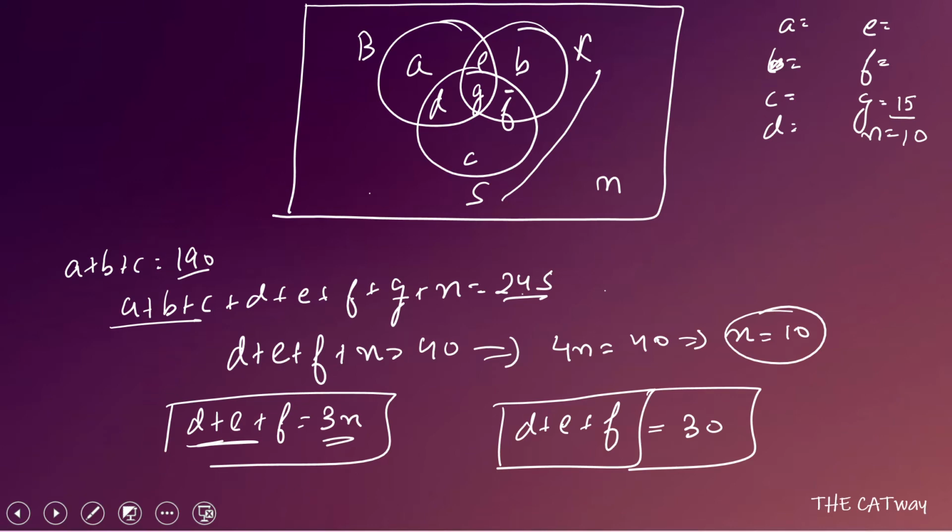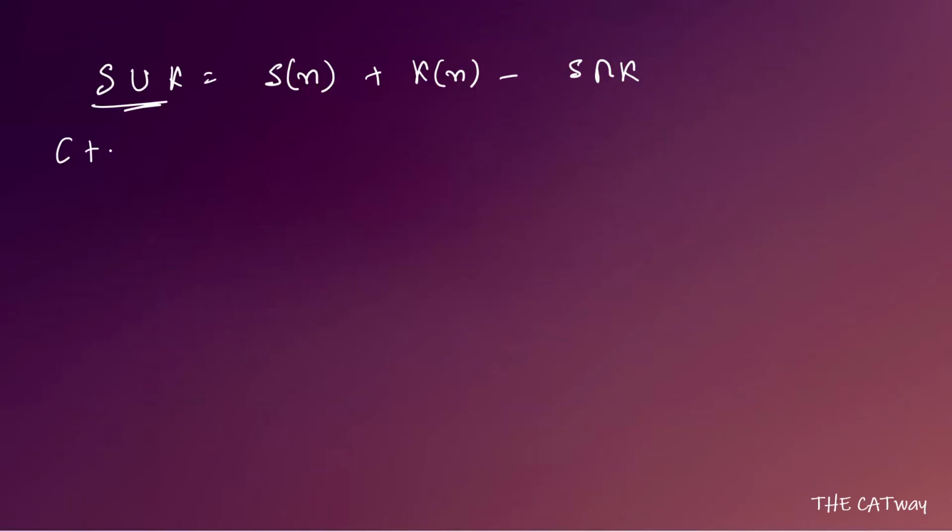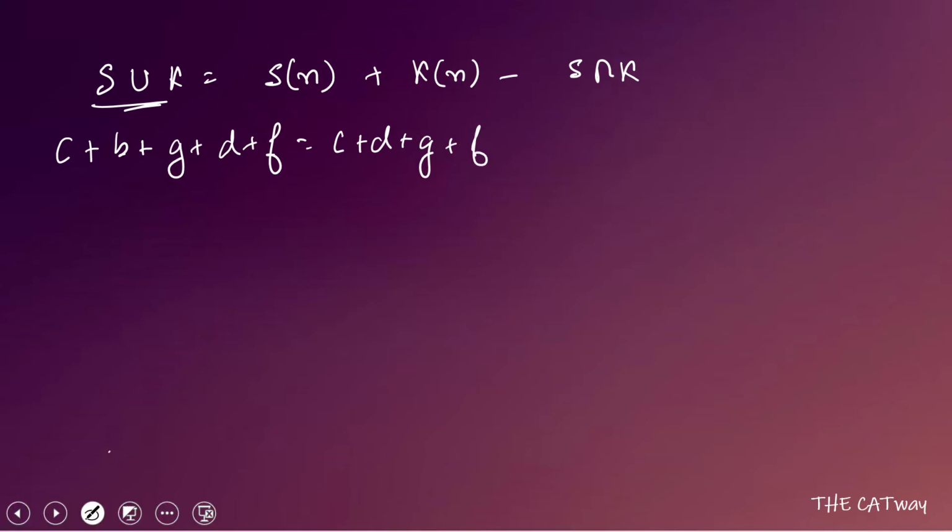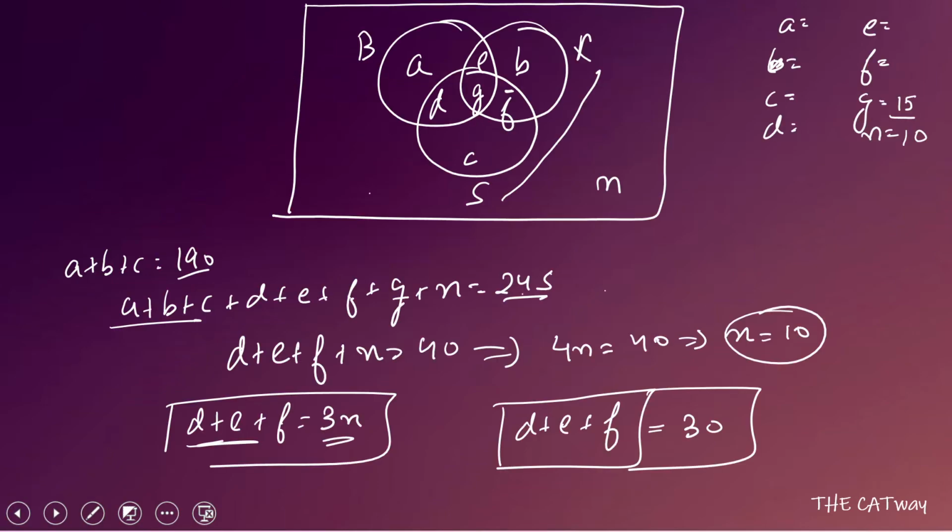Somnath union Kedarnath is going to be equal to the number of Somnath plus the number of Kedarnath minus the number of S intersection K. The reason behind that is, what is S union K? S union K is going to be C plus B plus G plus D plus F, whereas S is going to be C plus D plus G plus F.